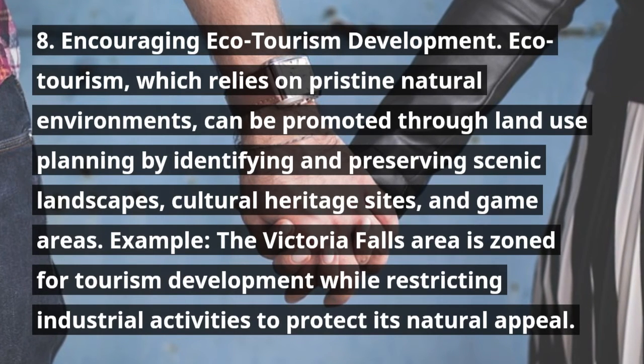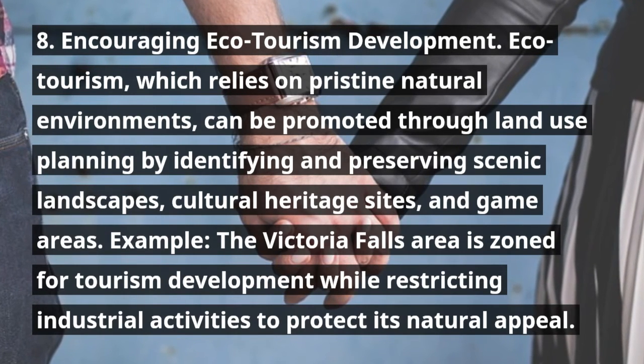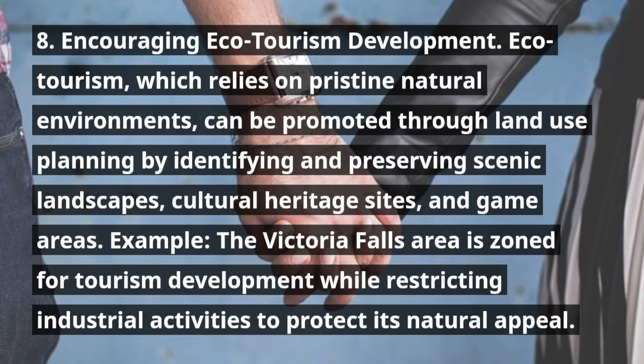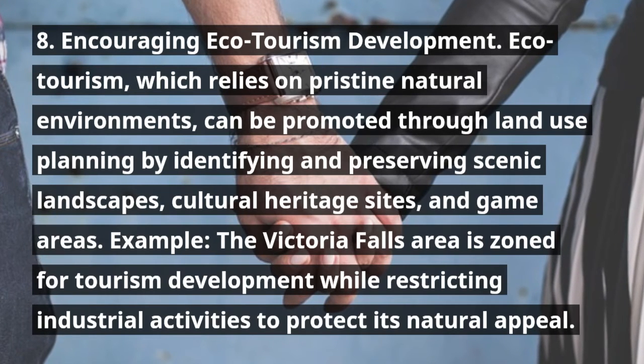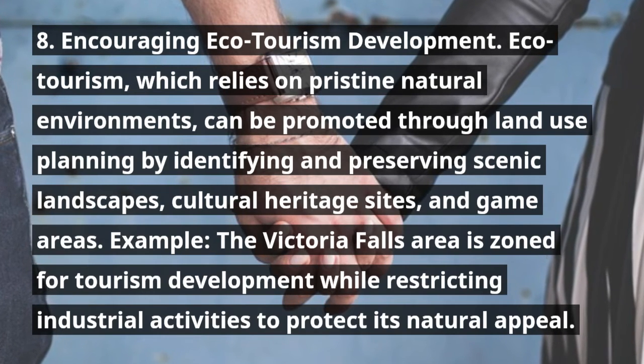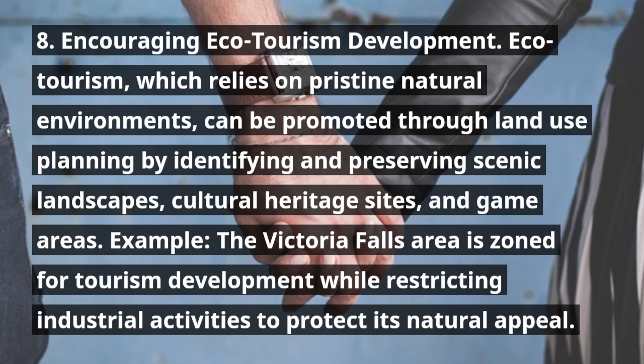Ecotourism, which relies on pristine natural environments, can be promoted through land use planning by identifying and preserving scenic landscapes, cultural heritage sites, and game areas. Example: the Victoria Falls area is zoned for tourism development while restricting industrial activities to protect its natural appeal.